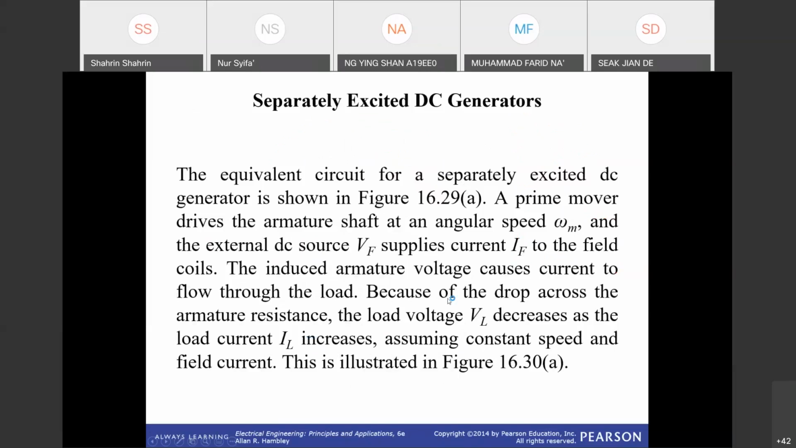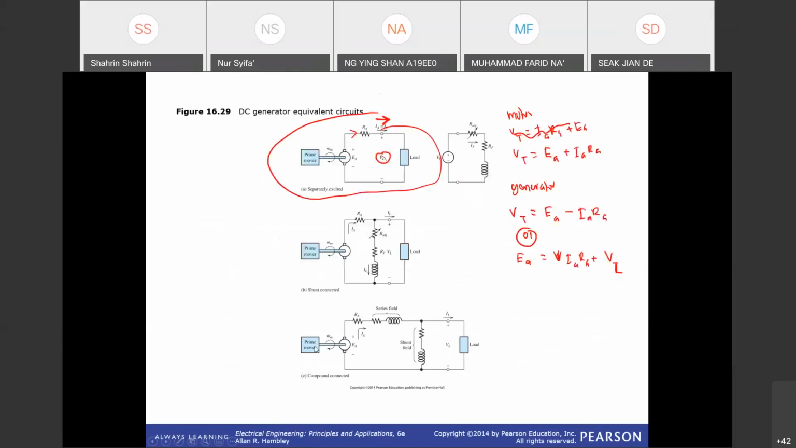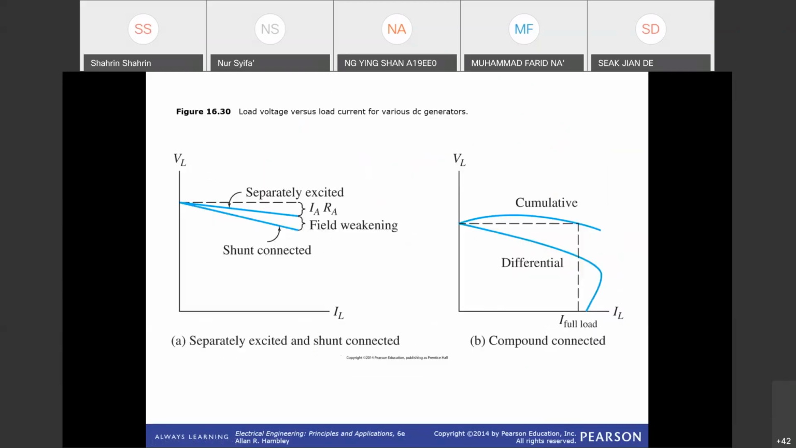Because of the drop across the armature resistance, the load voltage will decrease when I load is increased. As you can see here, we have the RA, so when you increase the IA, there will be a voltage drop across the V load, because of the increasing IA. This can be shown in this diagram. This is your VL, which in a generator is your VA or VT, and this is your IL, which is equivalent to I armature.